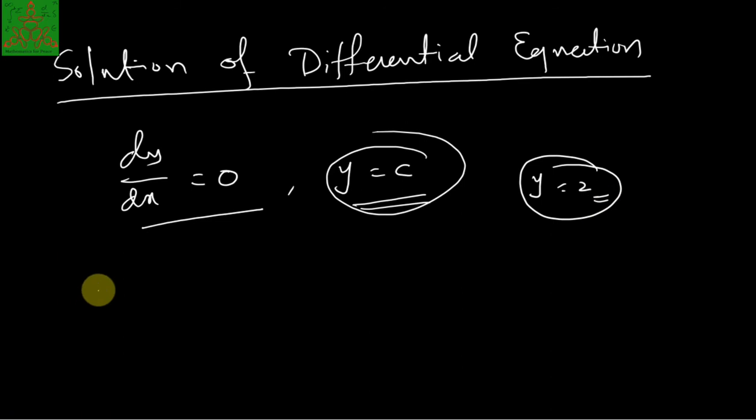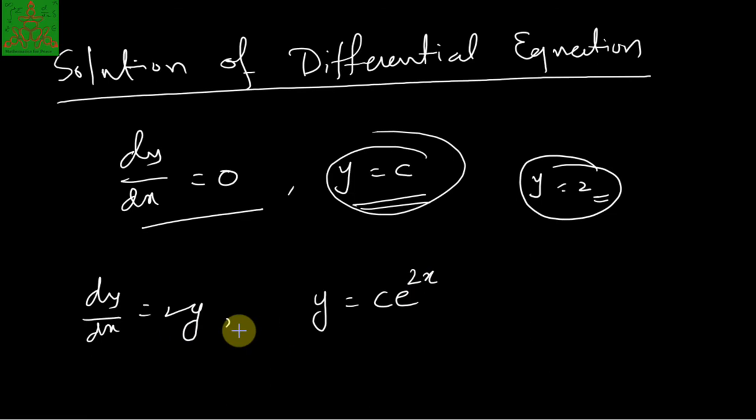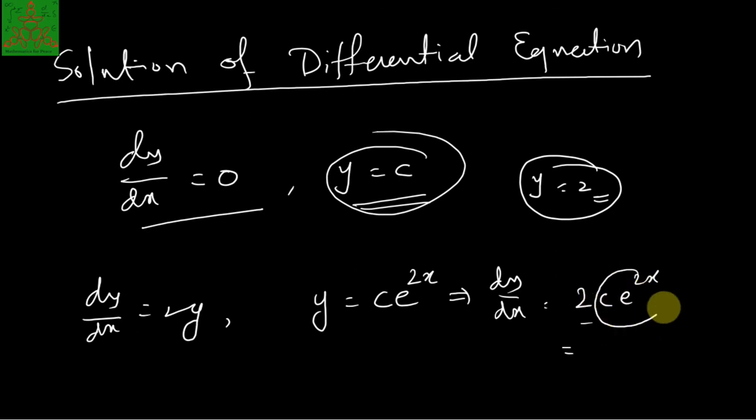For example, again, if I say dy by dx is equal to 2y, the solution for this differential equation will be y is equal to c into e power 2x. You can verify that by taking the derivative of this equation. This gives dy by dx equal to 2 into c e power 2x, because the derivative of e power 2x is e power 2x into 2, and c into e power 2x is y, so dy by dx is equal to 2y. That's why this is the solution for this differential equation.